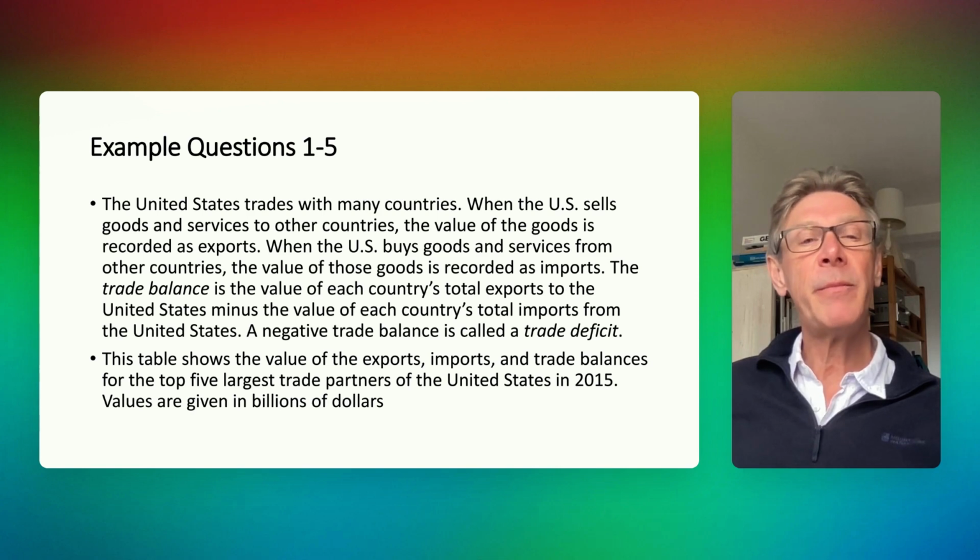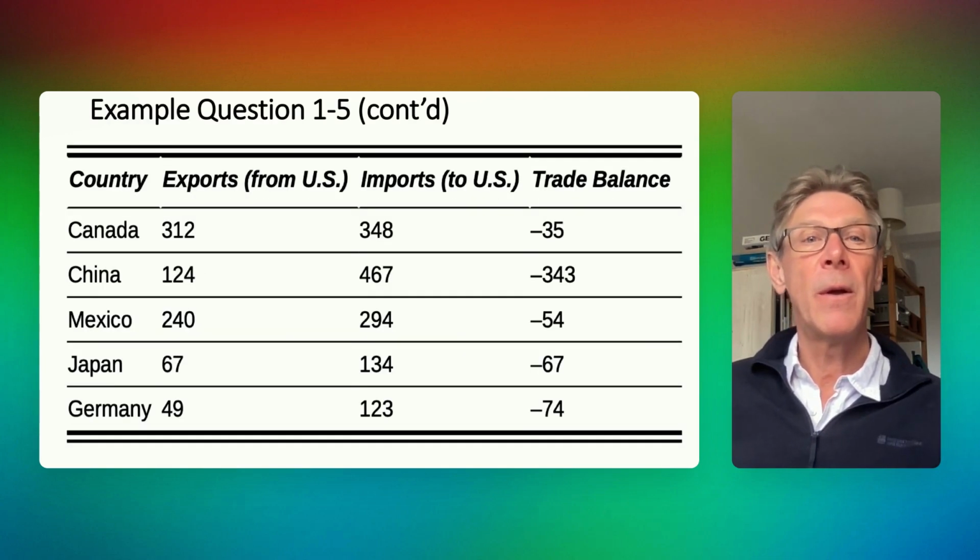This table shows the value of the exports, imports, and trade balances for the top 5 largest trading partners of the United States in 2015. Values are given in billions of dollars. There it is. So Canada looks like they have a trade deficit of 35.